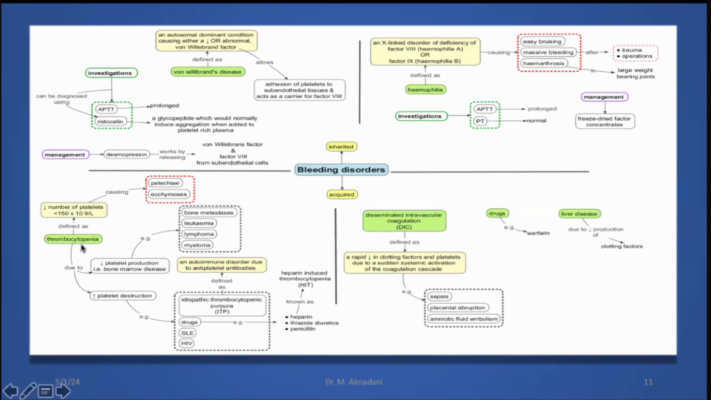So now we know the platelets function. It's very important. Platelets plug formation. So once the platelets function or platelets number goes down, what will happen? What do you expect? What will happen?